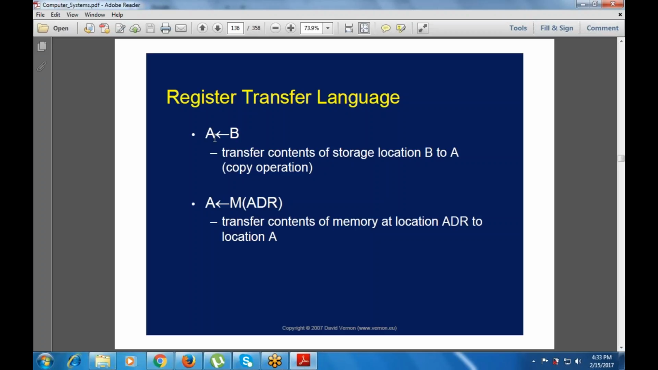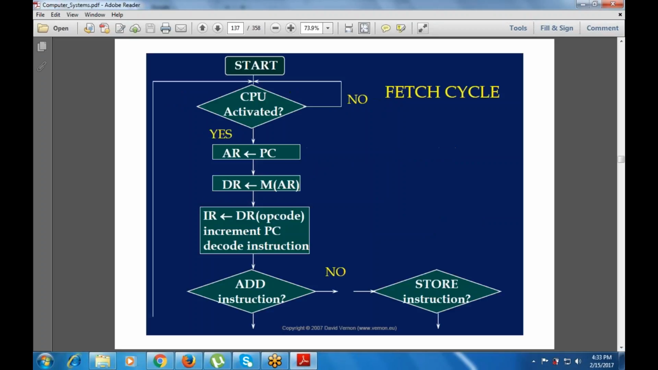This is A arrow B. This transfers the content of the storage location of B to A. Whatever the content, whatever the variable available on the right hand side, that content will go into the left hand side. Then A arrow M[ADR]. This transfers the content of the memory at the location ADR to the location A.